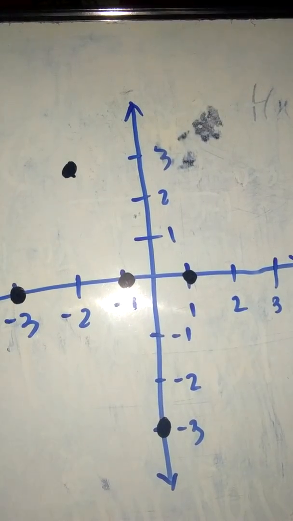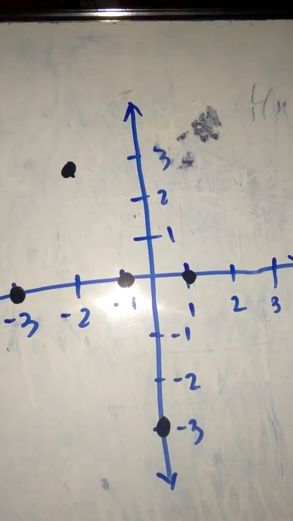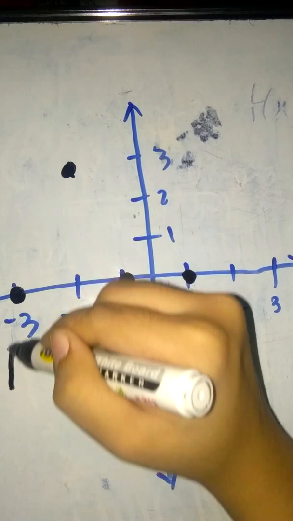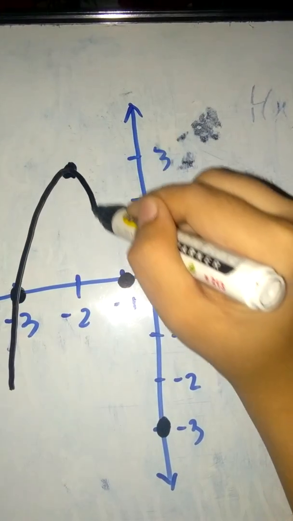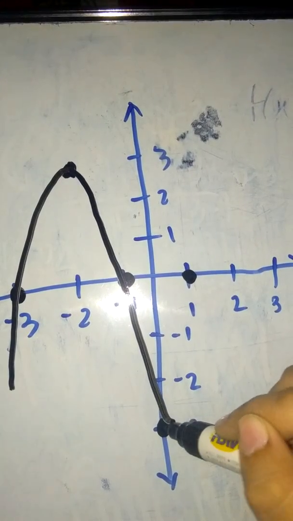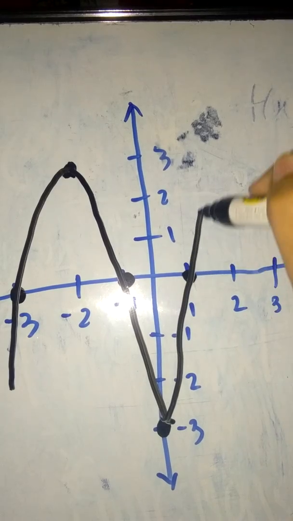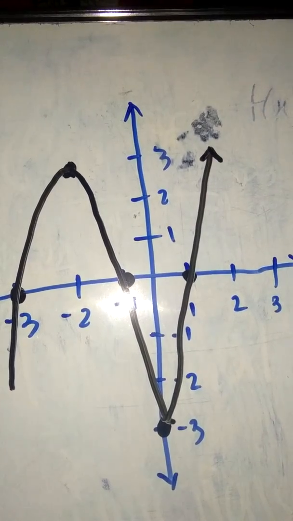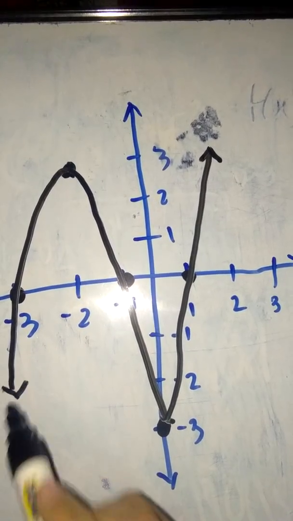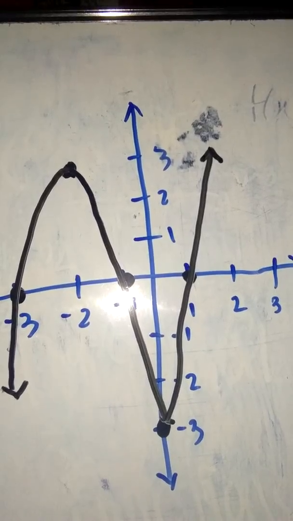And since we know the behavior of our graph must fall to the left and rise to the right, therefore our graph will look like this, connecting the points. So this is now how the graph of our function looks like.